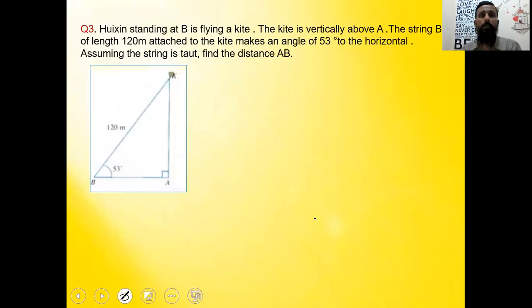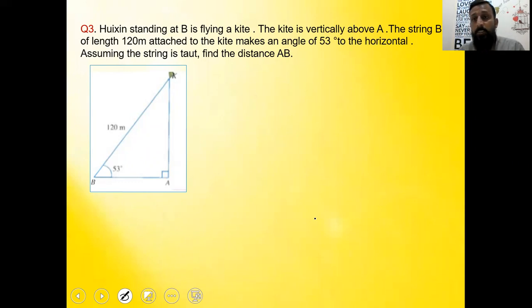Let's move on to the next question, boys and girls. This is question number 3. Huixin is standing at B and flying a kite. The kite is vertically above point A. The string BK of length 120 meters is attached to the kite, and makes an angle of 53 degrees to the horizontal. Assuming that the string is taut.